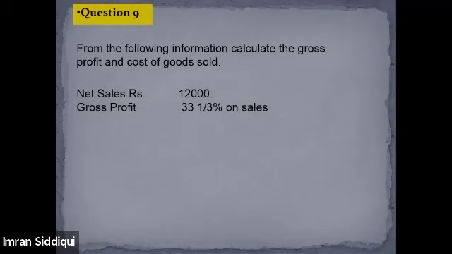What is the amount given in gross profit? Gross profit is 33.33. This is 1 by 3, which means 33.33 percent. Okay, sir.